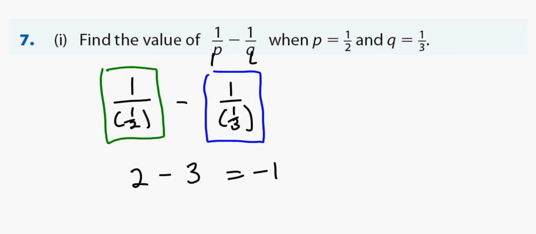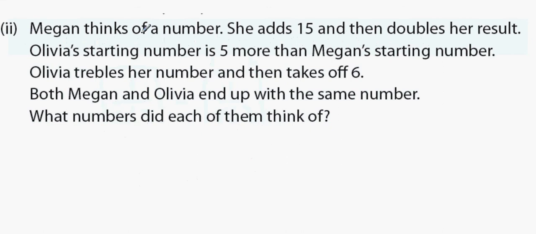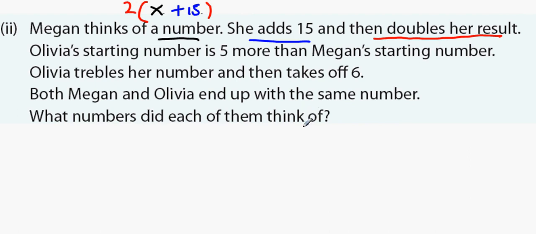It's very simple, okay? Now, next one, Megan thinks of a number. Let's call that x. She adds 15, then doubles her result. Doubles her result means you multiply by 2. Okay? Olivia's starting number is 5 more than Megan's. Okay, so we're going to go pink here now. Olivia's starting number is 5 more than Megan's. So Olivia's starting number is going to be x plus 5.